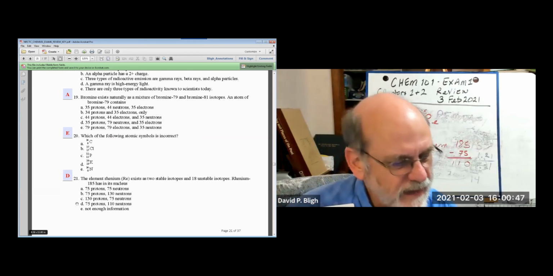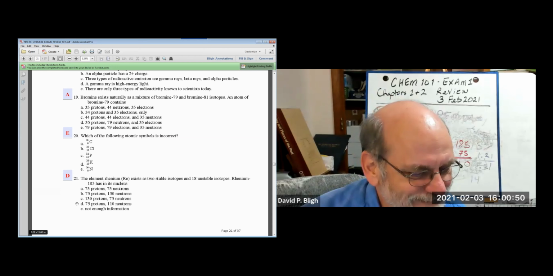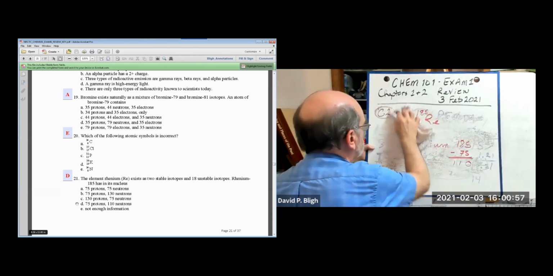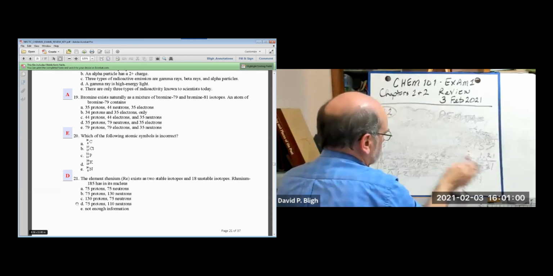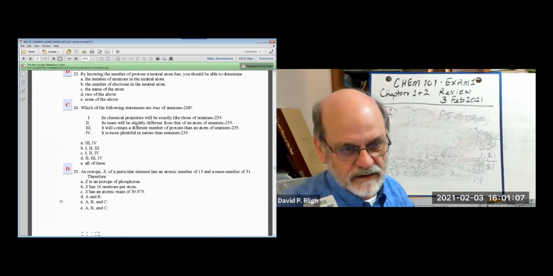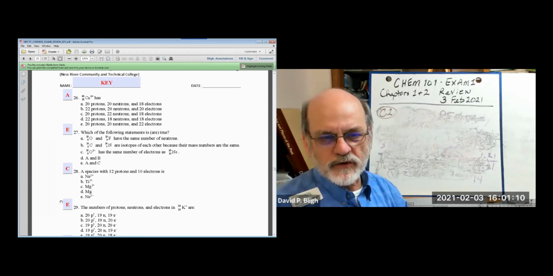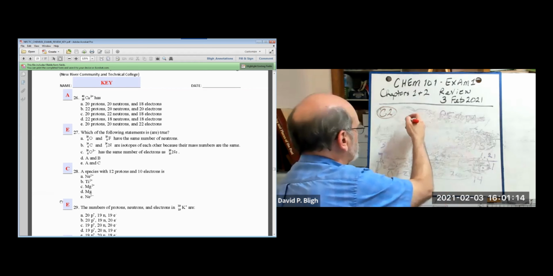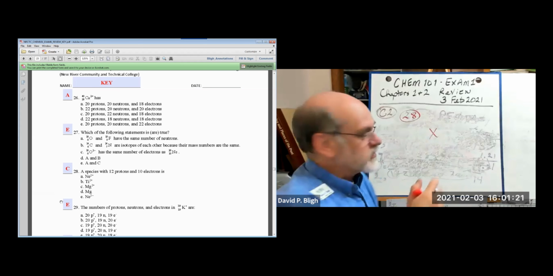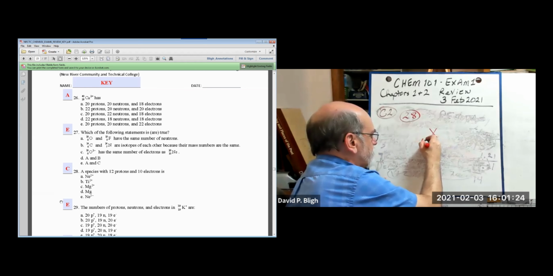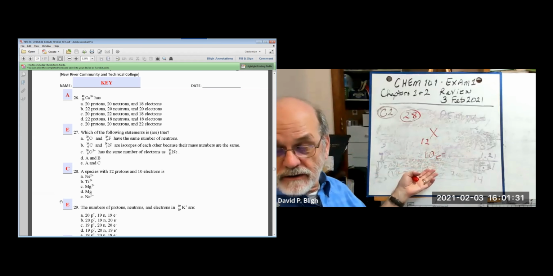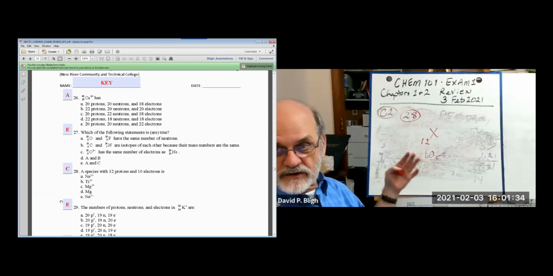Okay, how about 28. That's a tricky one. Let's see, 28. Here we go. A species with 12 protons and 10 electrons. So we've got something here that has 12 protons, with only 10 electrons. So what does that mean? It means it has a charge. It's got 12 pluses and only 10 negatives. So what is the charge? 2 plus.